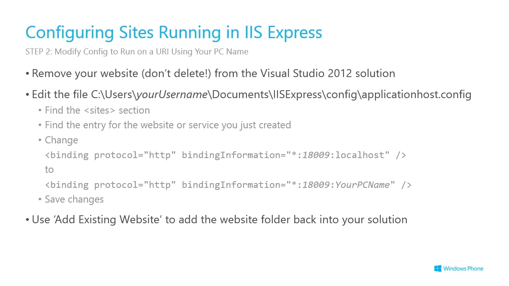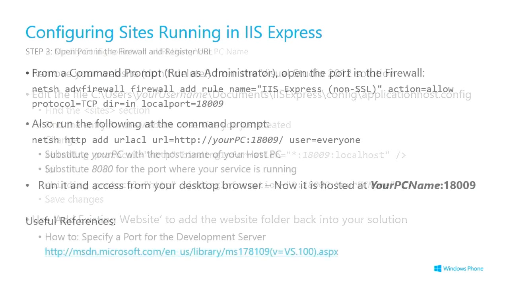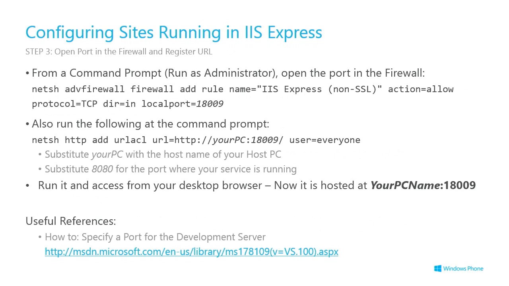So you need to go in there, edit that, and actually replace localhost with the real name of your PC, and save the changes. And then you go back into Visual Studio and add existing website, so add that website folder back into your solution again. And even that's not quite enough, you're nearly there. So then you've got to run a couple of command line prompts.